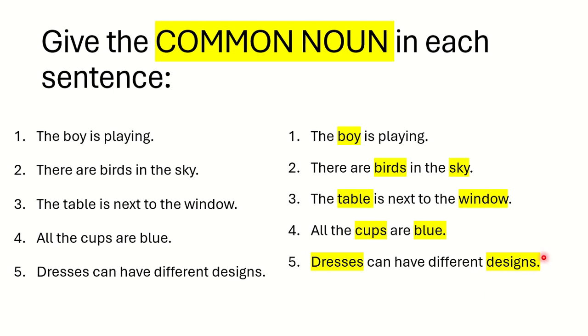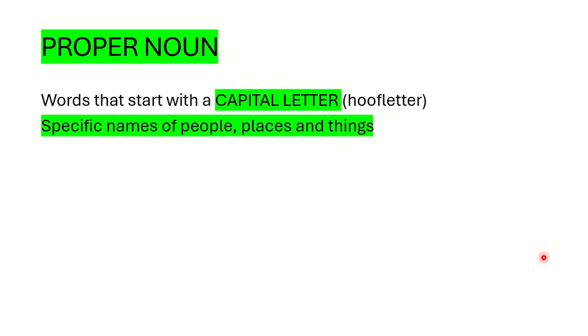Let us now move on to our second type of noun, the proper noun. Proper nouns are words that describe specific names of people, places, and things or animals. And they also usually start with a capital letter in all of their sentences or places that they are used. So, think in terms of a specific name.